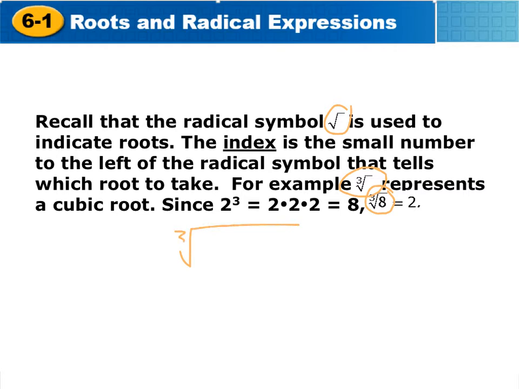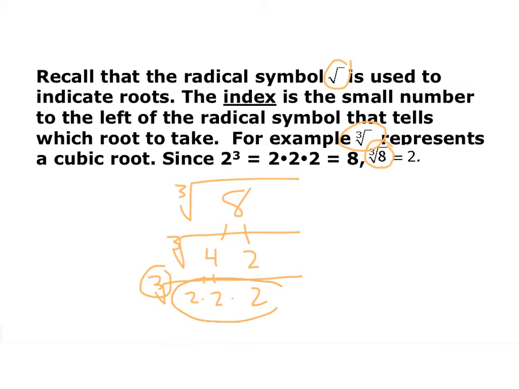So if we had the cubed root of 8, what are 2 factors of 8? 4 and 2. Now what are 2 factors of 4? 2 and 2. Before, what we've done in the past was we circled the pairs and took out the pairs. But now when we have an index of 3, we have to circle groups of 3. So we circle all 3 of the 2's, and what comes out on the outside? Just a 2. So the cubed root of 8 is 2, and that's our answer.